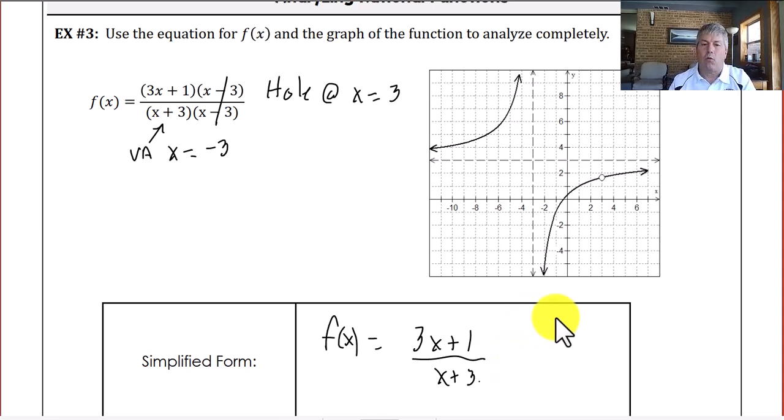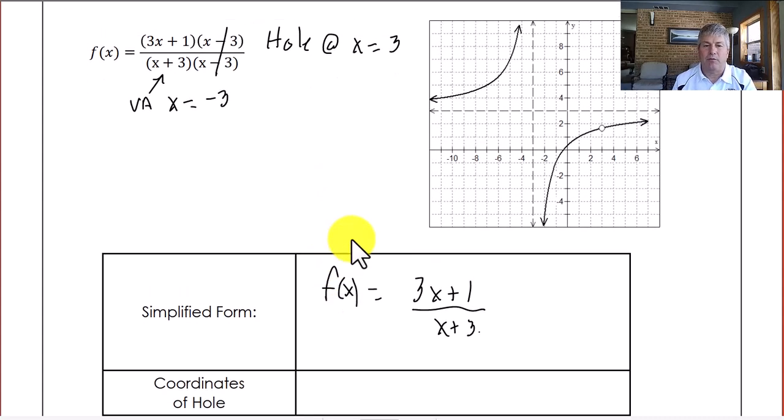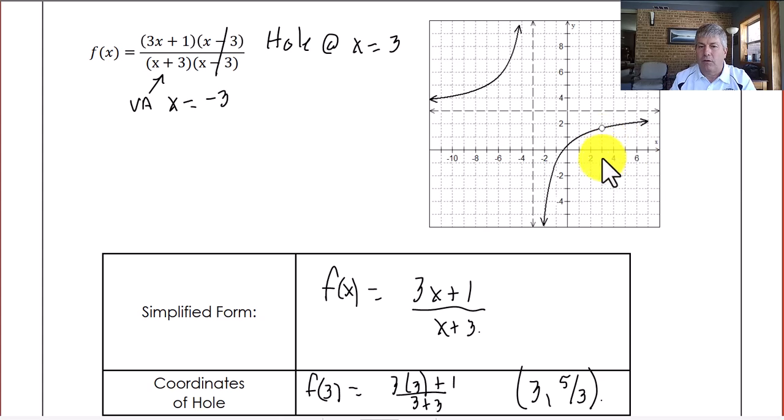So we need to find the coordinates of our hole and find out exactly where that is. Well, we do that by substituting 3 into the remaining function, f of 3. So we have 3 times 3 plus 1 all over 3 plus 3, and we get 5/3. So our hole is at the location 3, 5/3. And that does seem to correspond with what we have in our graph.